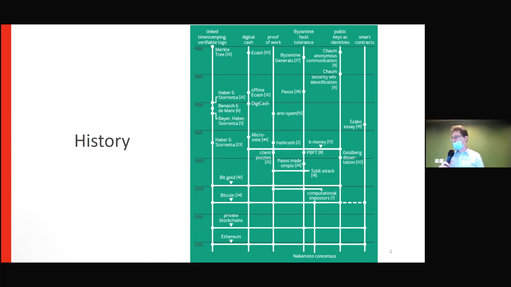And you can see also at the top of the chart that private blockchains and Ethereum, which is smart contracts, is even more recent than Bitcoin. But there's that foundation. What I want to say is that there are some big foundations in the first decades to back up the technology in Bitcoin.